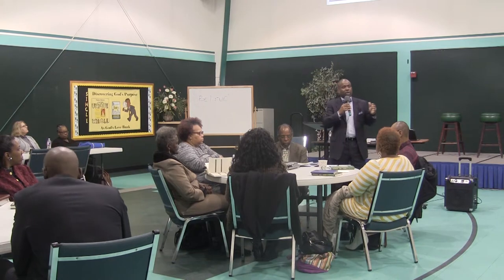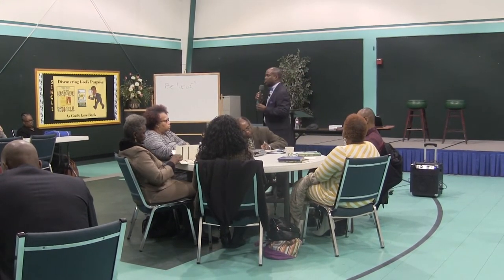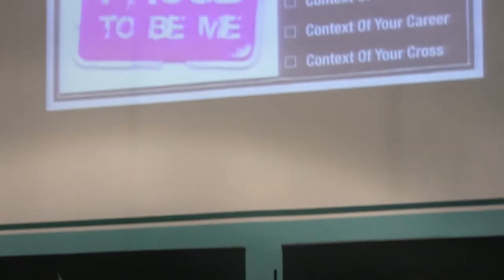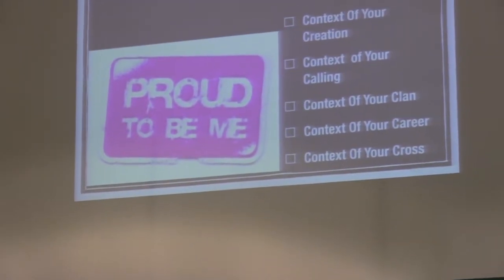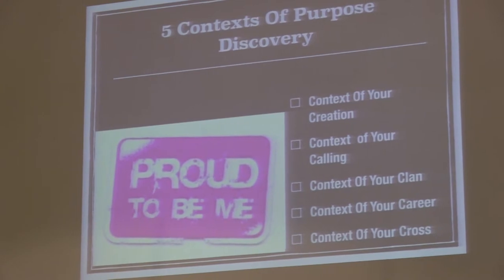So we ended chapter 7 of the book. At the end of that was an assessment. This assessment had to do with the five different contexts of purpose discovery. Those five different contexts are what we see on our screen: the context of your creation, the context of your calling, the context of your clan, the context of your career, the context of your cross. As we looked at each one of those areas, the big takeaway is that's who you are. That's what your life consists of.